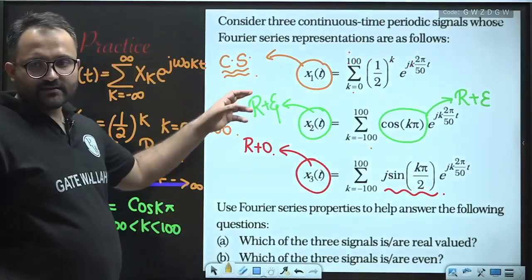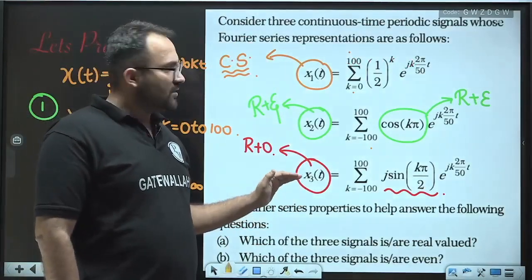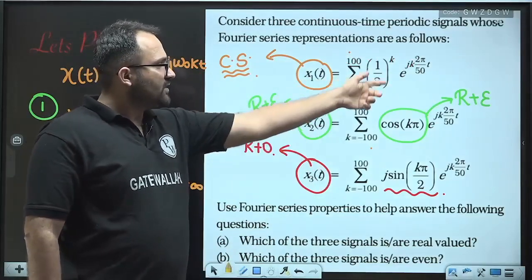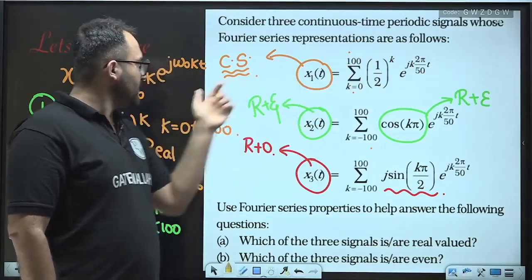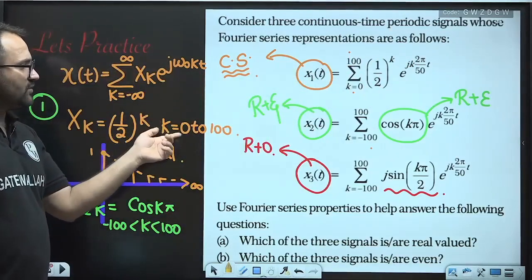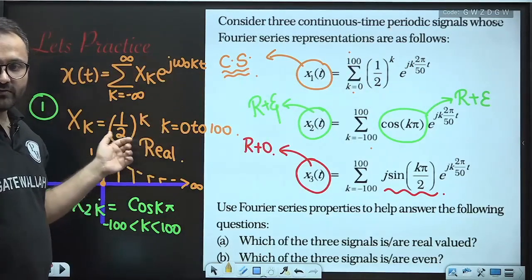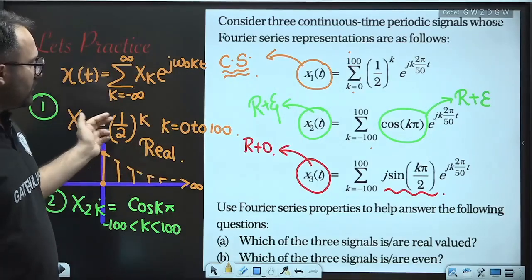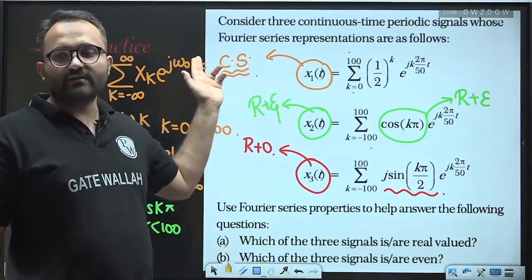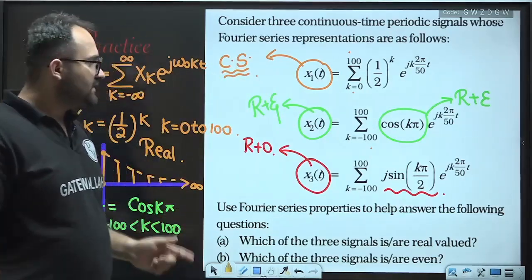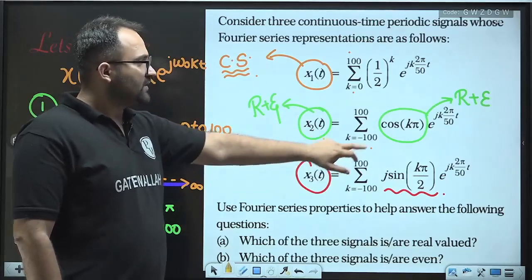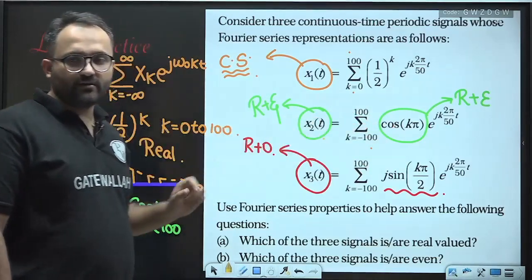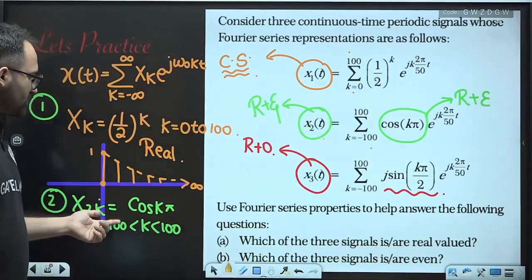Now we can see that these three are the signals. So x1t, x2t and x3t are the three signals. The Fourier series coefficient of x1t is 1 upon 2 to power k for k equal to 0 to 100. So the Fourier series coefficients are real. They are neither even nor odd. Fourier series coefficient real means the time domain signal is conjugate symmetric. First thing. Second thing, for this signal, the Fourier series coefficients are cos k pi from minus 100 to 100.